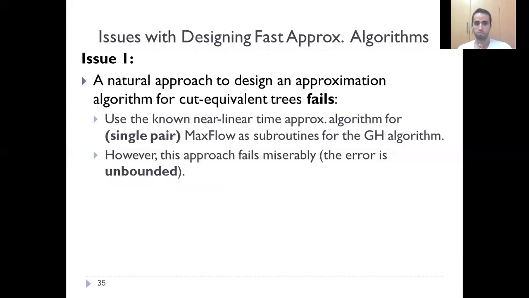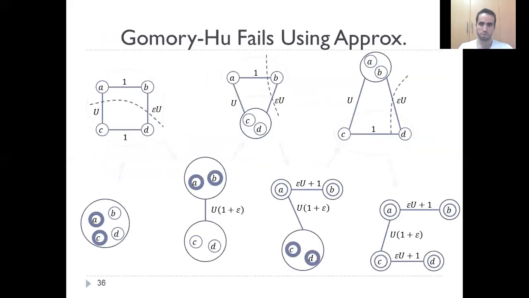Now, what would be the natural approach to construct a flow equivalent tree, or to solve the all pairs max flow version for undirected graphs? We actually have many approximation algorithms for single pair max flow that run in near linear time. So the natural approach would be to try to incorporate them as the subroutine of the Gomory-Hu algorithm that you saw earlier, and then see what happens. However, the problem is that this approach fails miserably. The error is actually unbounded, as I'll show you here.